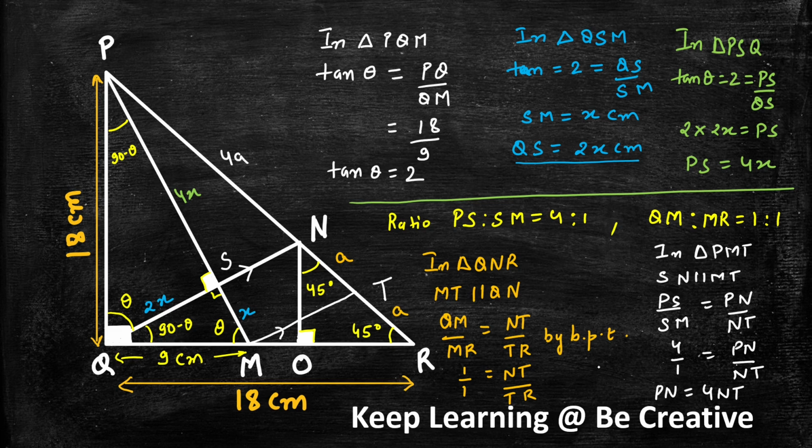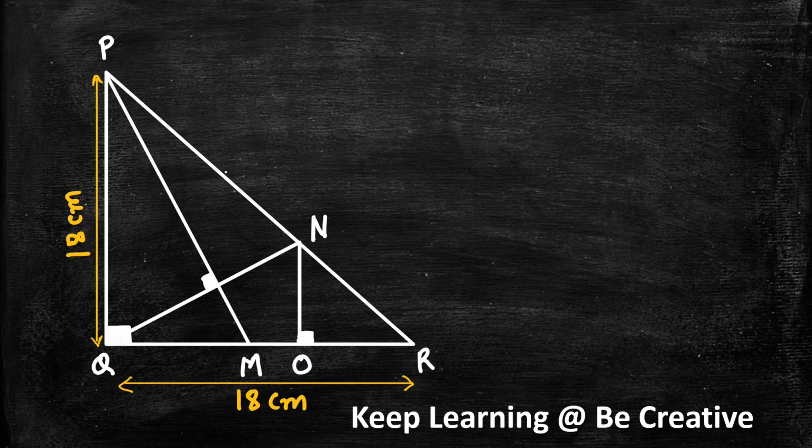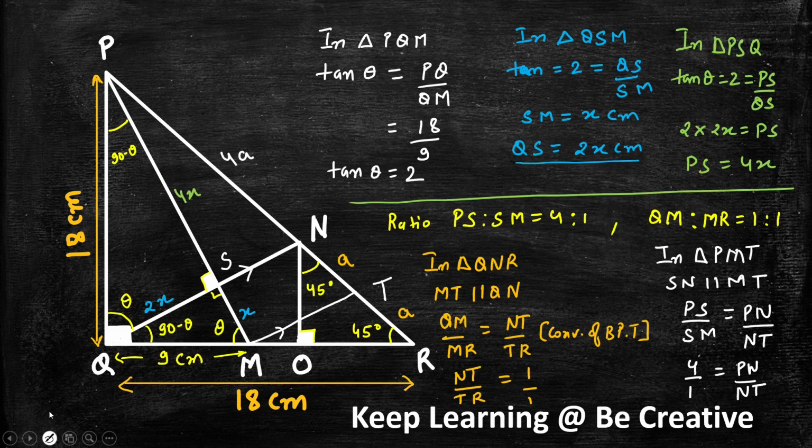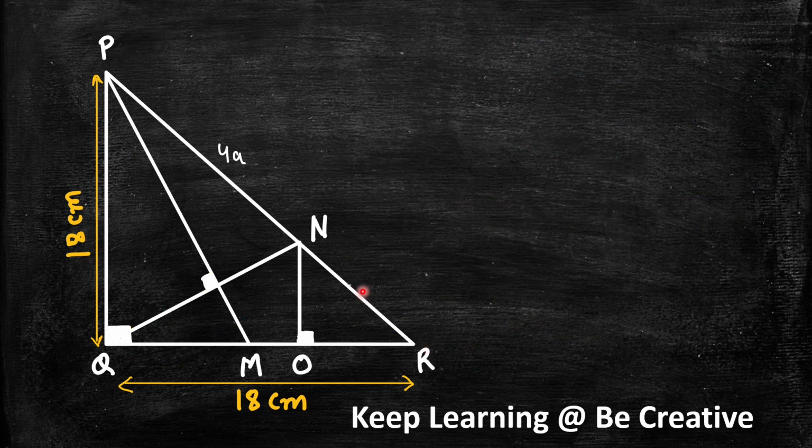So let's move to the next part of this solution. Now let's move to the next page. So as I told you, this is 4A and this complete ratio. Just observe it carefully that this PN is 4A and NR is NT plus TR, so that will be 2A. This NR will be 2A. Now the complete length of PR will be equal to 6A.